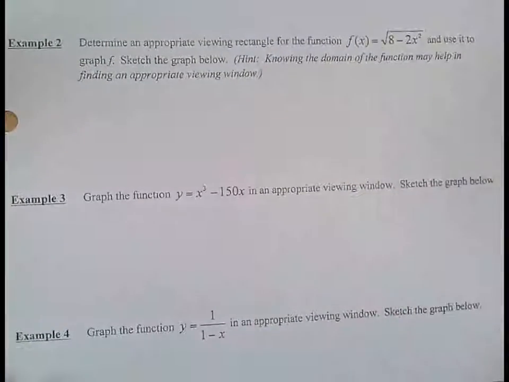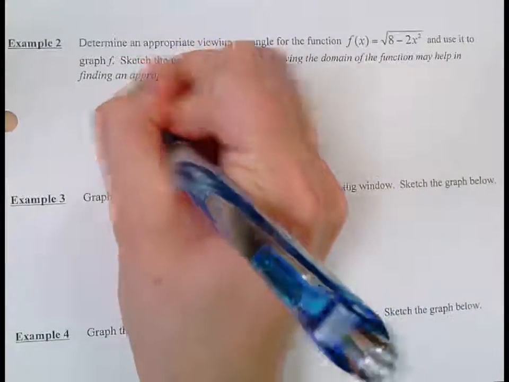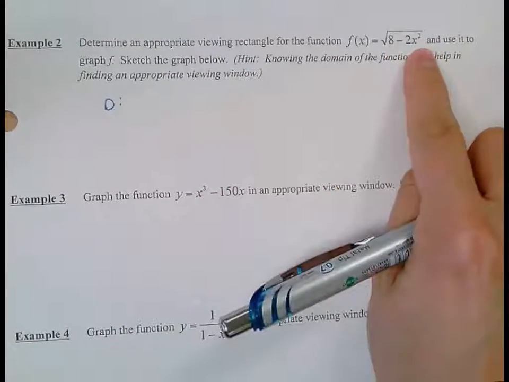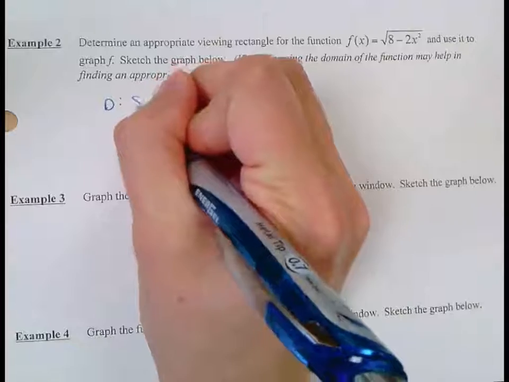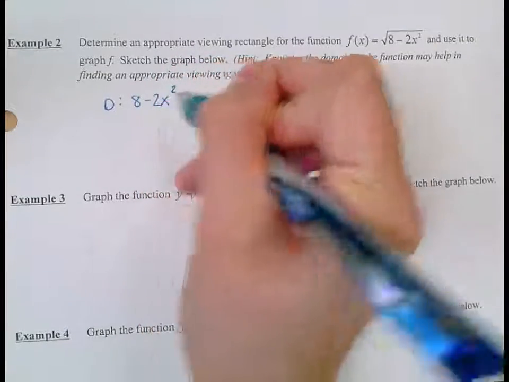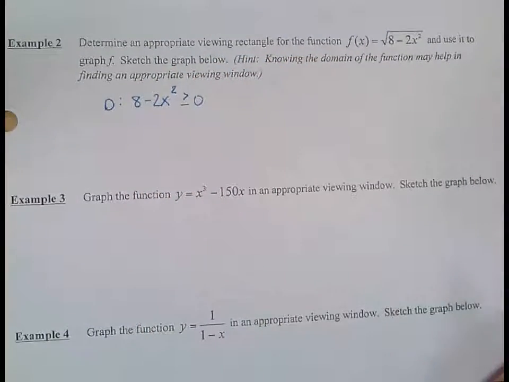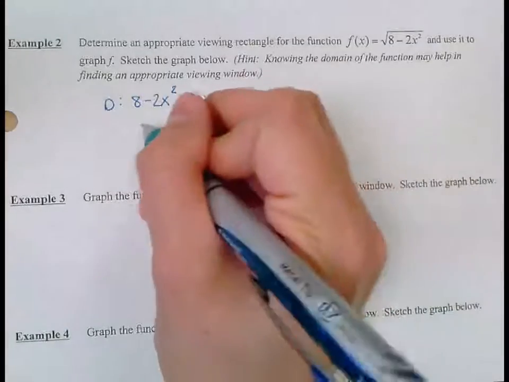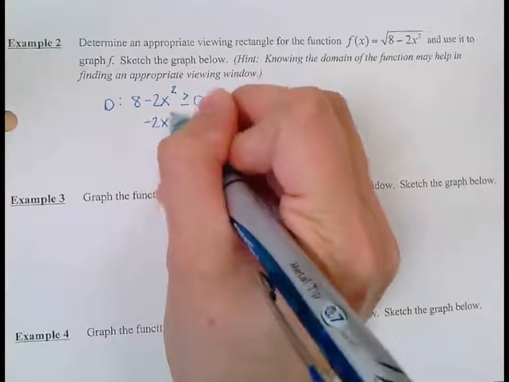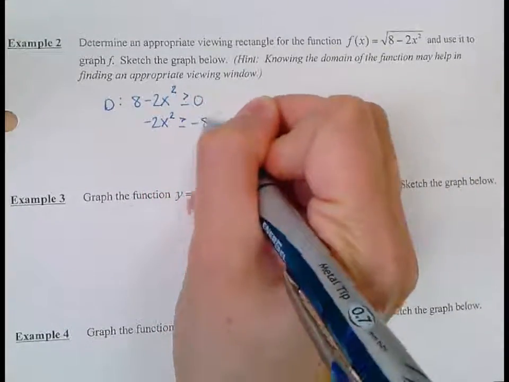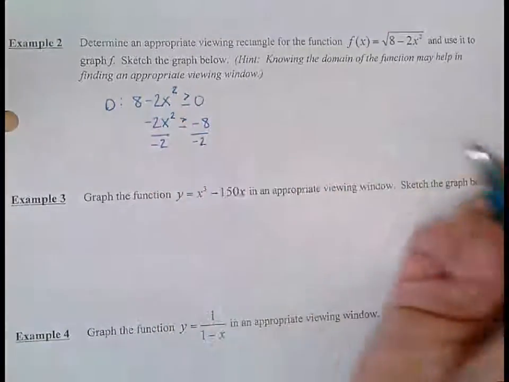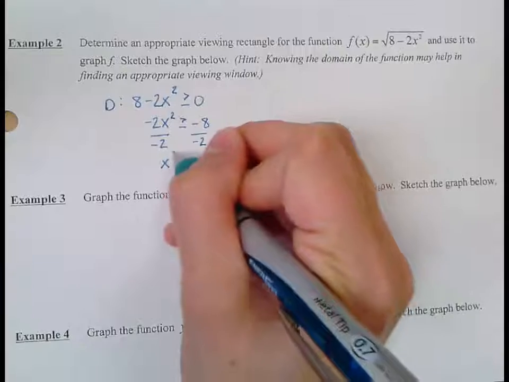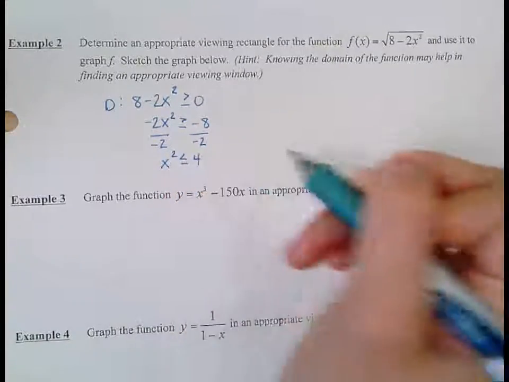So with this function, we found the domain. So for a square root function, what's underneath the square root needs to be greater than or equal to 0. So 8 minus 2x squared needs to be greater than or equal to 0. Solve for x. So subtract 8 from each side. Divide each side by -2, which is going to flip your inequality. So x squared is less than or equal to 4.